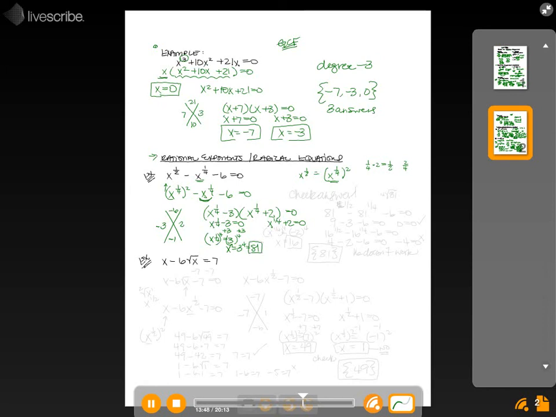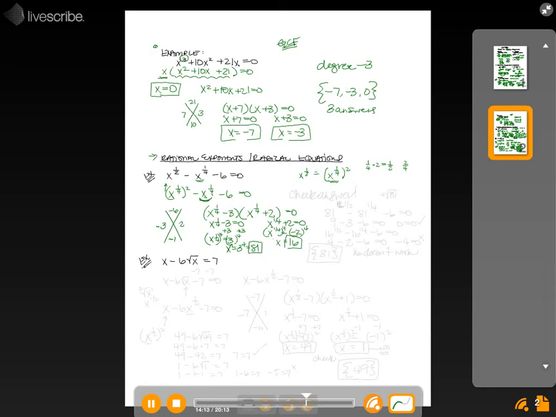We have to do the same thing with the other side. x to the 1/4 equals negative 2. Raise both sides to the 4th power. 1/4 times 4 is going to cancel and make 1, so x equals negative 2 to the 4th. Negative 2 times negative 2 times negative 2 times negative 2 is positive 16. And there's the other answer.